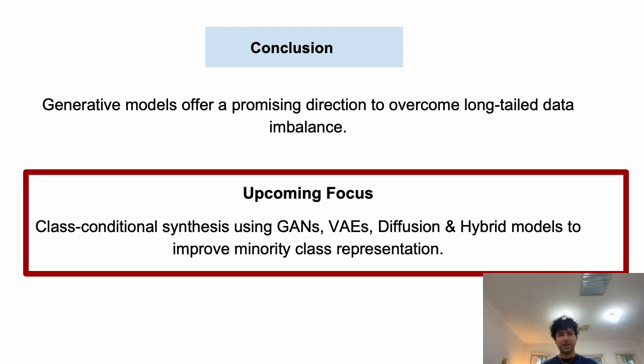As of now, I have implemented a diffusion model, the DDPM model. Although I haven't been too successful in how clear of an image I've been able to generate with it, the upcoming focus is to go for class conditional synthesis using GANs, VAEs, and diffusion models, and optionally hybrid models as well, to improve minority class representation.